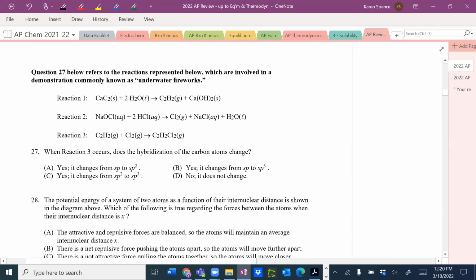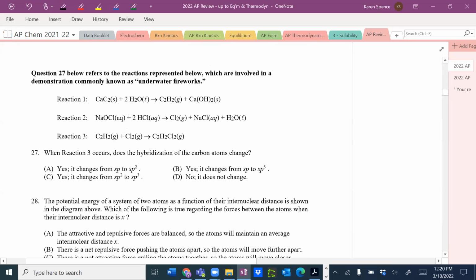Okay, underwater fireworks. Whew, so we got a whole bunch of reactions. Now, when it says question 20 refers to, that means that this was probably part of a series of questions, and you're going to see this come up later on. But I separated the questions sort of into their categories, so this is all on its lonesome right now. Ooh, hybridization. Hybridization depends upon the number of electron domains.